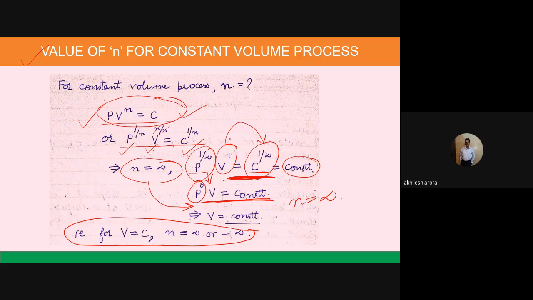I will show it on the diagram also. There is another way of explaining it, which I will tell you later on. So N is equal to infinity or minus infinity.